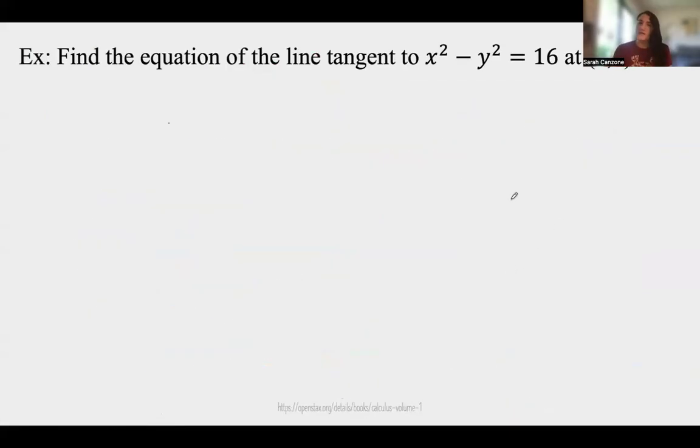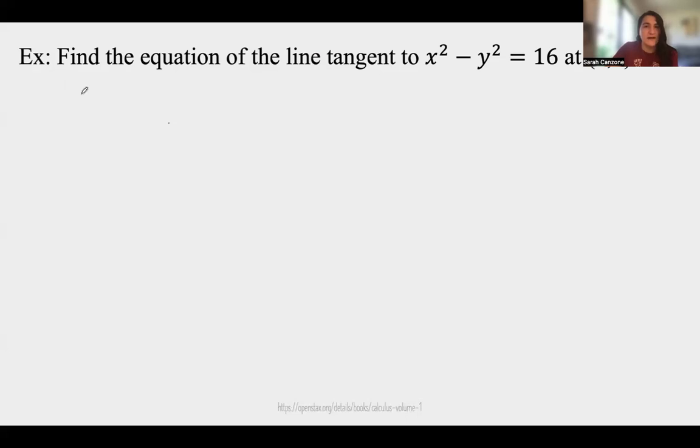All right, let's go ahead and try another one, finding an equation of a tangent line given x squared minus y squared equals 16 at (5, 3). This is not a circle because there's not a plus, it's a minus instead. So let's go ahead and use implicit differentiation.